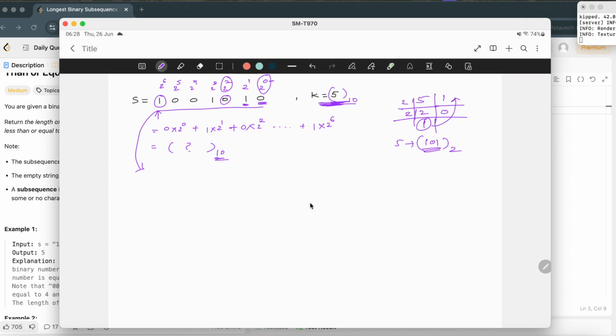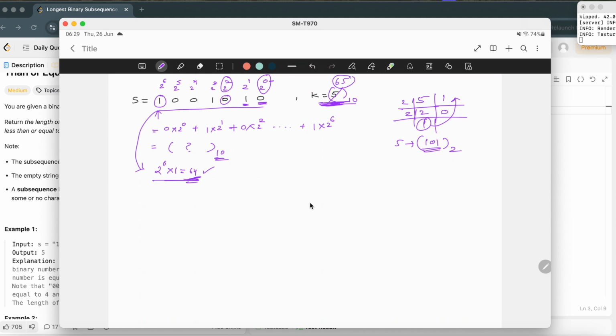Why? If I calculate 2 to the power of 6 into 1, let us suppose 32 is the answer I get. No, sorry, it's going to be 64, I guess. So 64 is the value that we get from this one. Let us suppose the k value is equal to 65. So the first thing that comes to our mind is that we can consider it. The value of this 1 is 64, and 65 is what we are looking for.